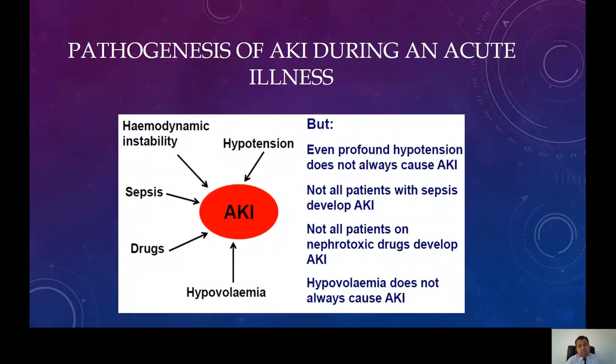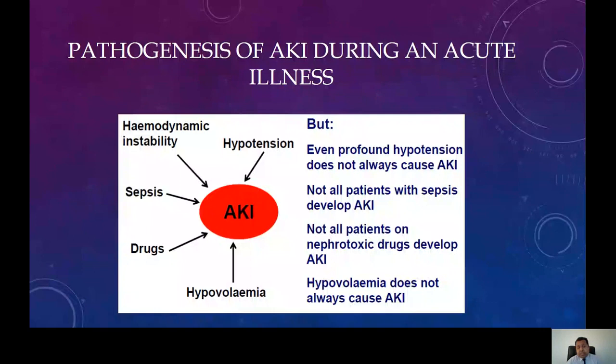Now, as I mentioned, today's talk is mainly around the concepts of acute kidney injury. Therefore, we look into the pathogenesis of acute kidney injury during an acute illness. What are the predisposing or contributory factors for acute kidney injury? Any child with critical illness can have hemodynamic instability, and their blood pressure can fluctuate. Sepsis is a part of this acute illness, and sometimes the drugs we use can be nephrotoxic, and the child can be hypovolemic for many reasons. All these together can end up causing acute kidney injury and aggravate the staging of the kidney injury.